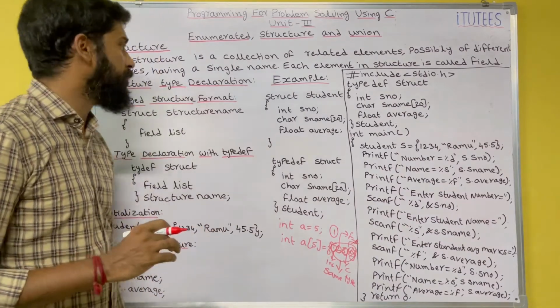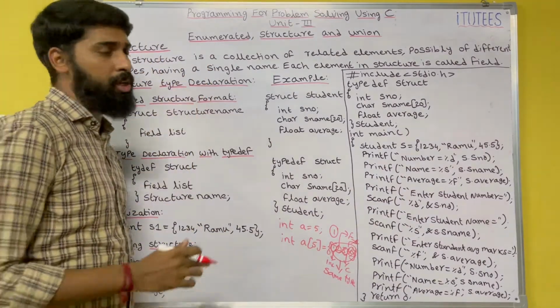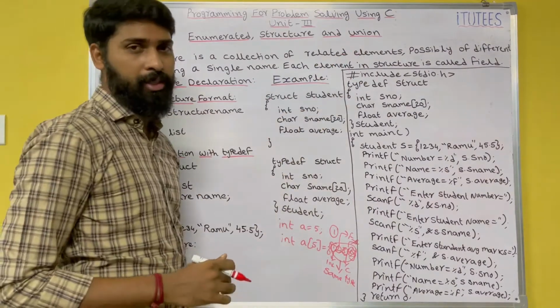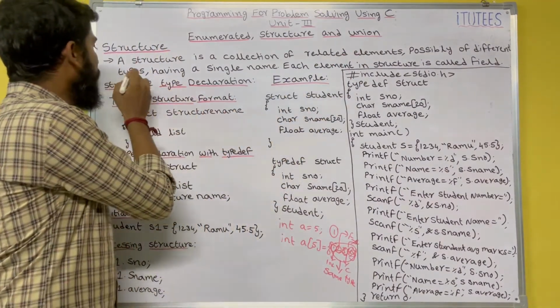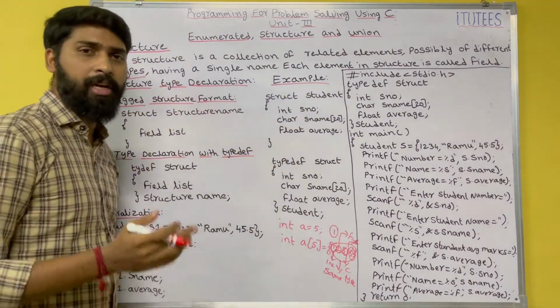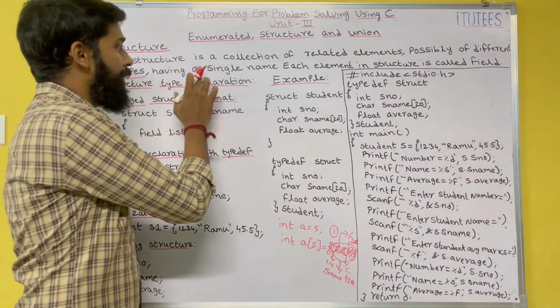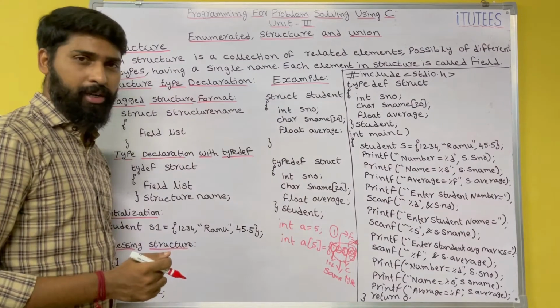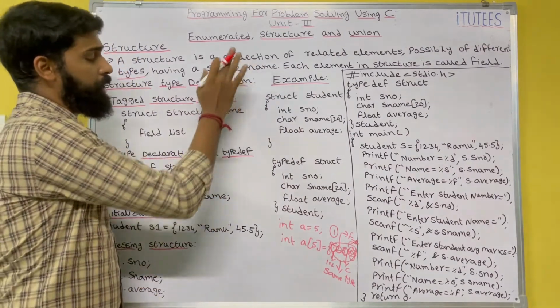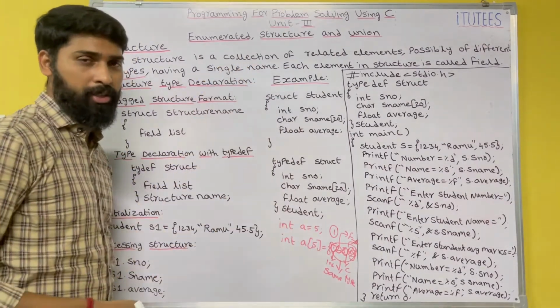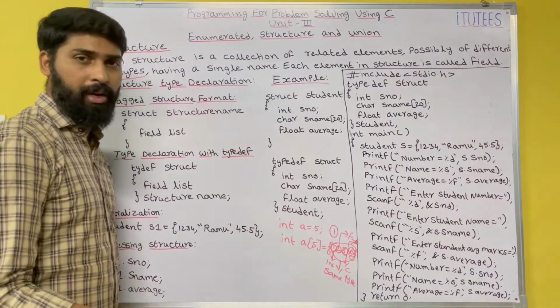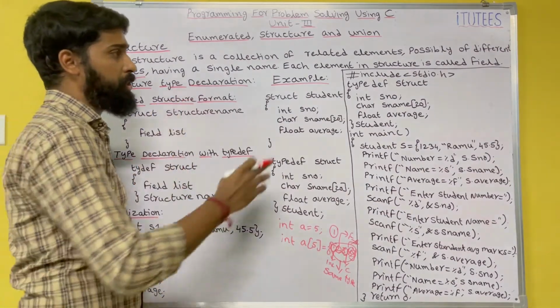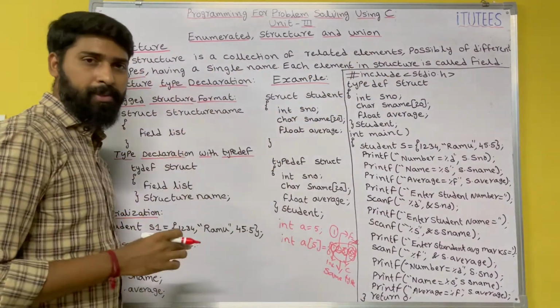Now we see the definition. A structure is a collection of related elements, possibly of different types, having a single name. Each element in a structure is called a field. The definition is similar to the array definition. An array is a collection of similar data items. The structure is a collection of different data types.